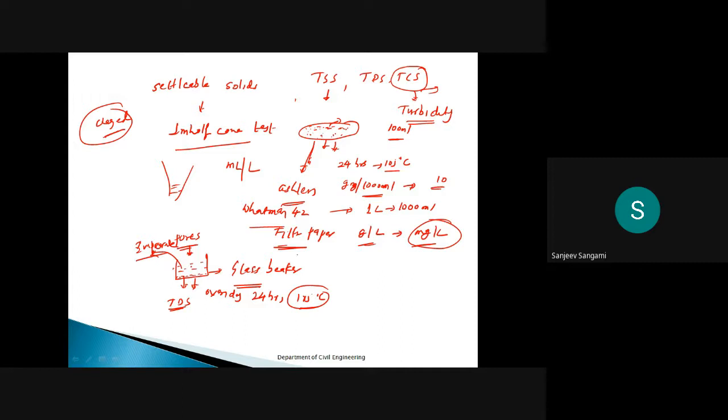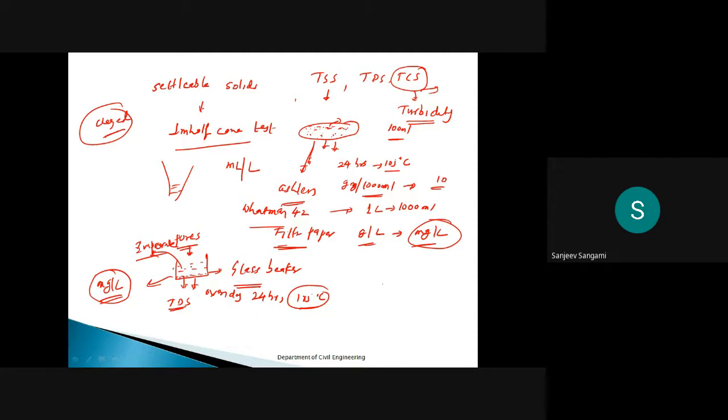Even total dissolved solids have the unit of milligrams per liter. When you are conducting the total dissolved solids test, before collecting the sample from the 100 ml, take the empty weight of the beaker where you are collecting it. Then after 24 hours of oven drying, take the final weight again. The difference of the two will give you the total dissolved solids.